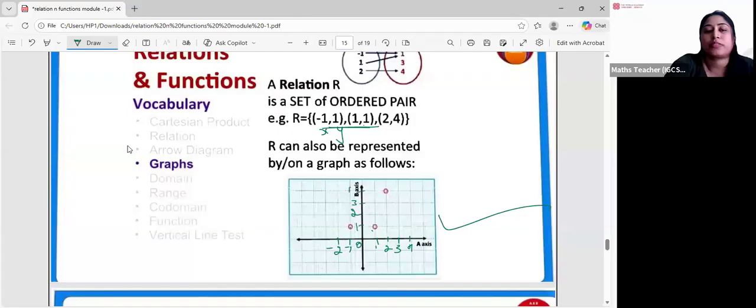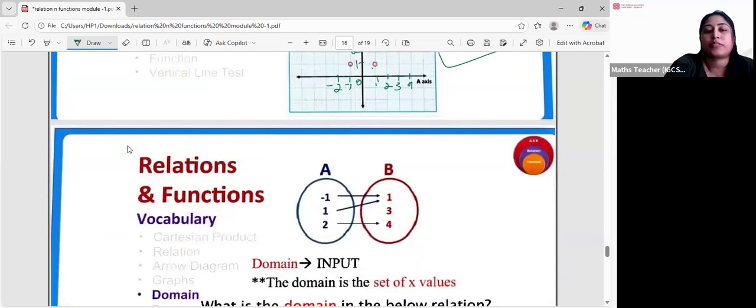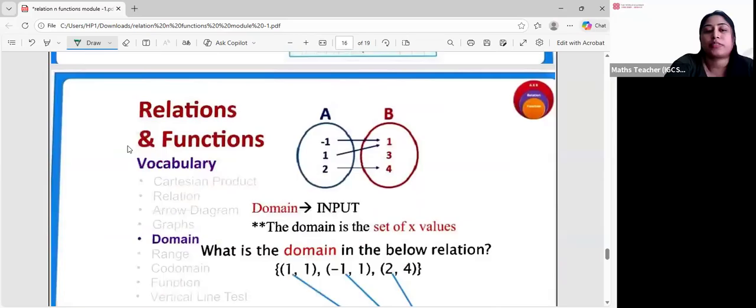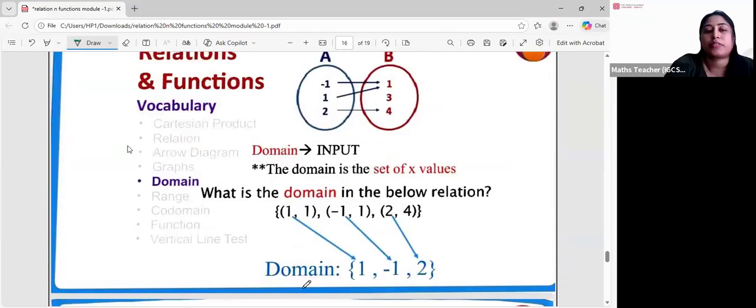So now let us see what the domain is. Whatever the input, whatever the x value. See, we have the ordered pairs 1 comma 1, minus 1 comma 1, 2 comma 4. Can you make out that all the first elements are nothing but x, correct? So x comma y: all the first elements we call input, or domain. I repeat, all the first elements of the ordered pairs we call domain or input. So that is the meaning of domain. Here the domain is minus 1, plus 1 and 2. Correct?